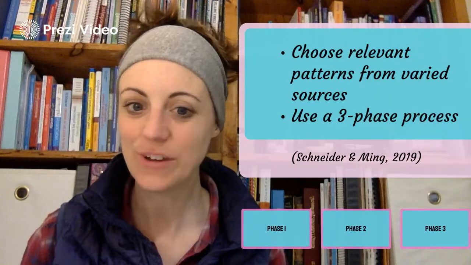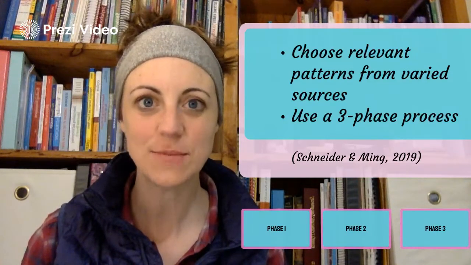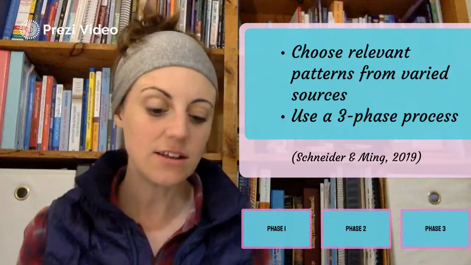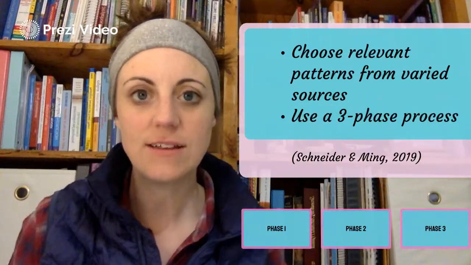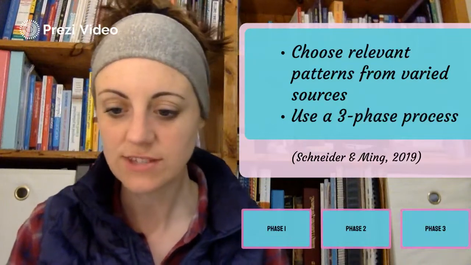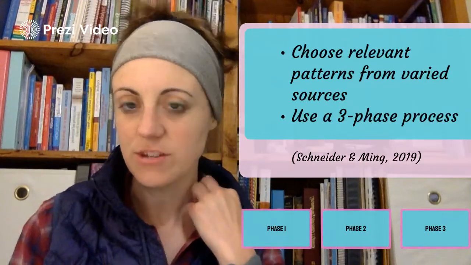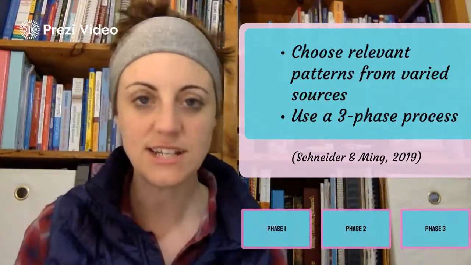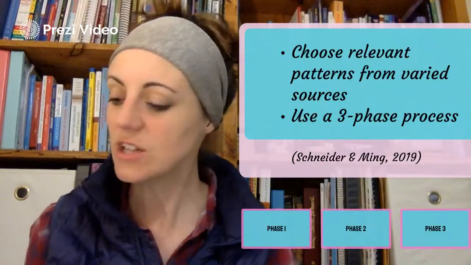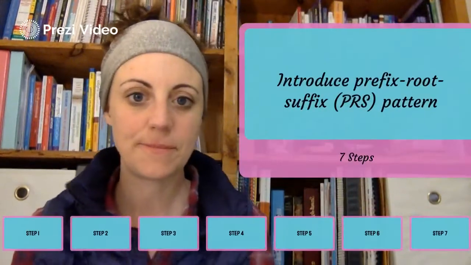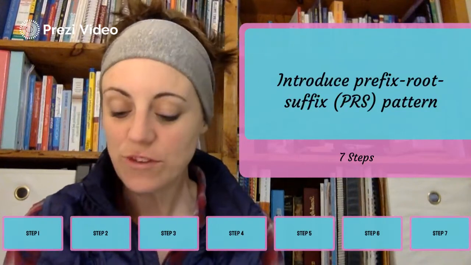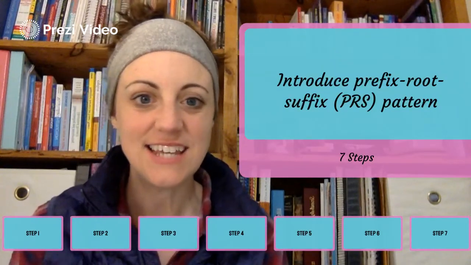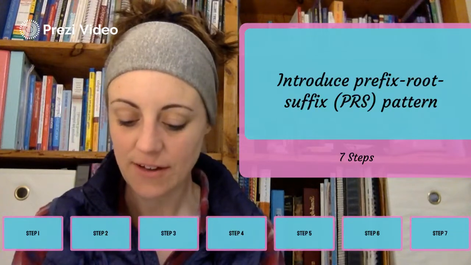And we're going to be using a 3-phase process to do this. Now, I've taken a lot of the information about MSML from Schneider and Ming's article, 2019, that they wrote, and you can get more details about that in the references. Let's look at these 3 phases. All right, well, the very first phase is to introduce a pattern.